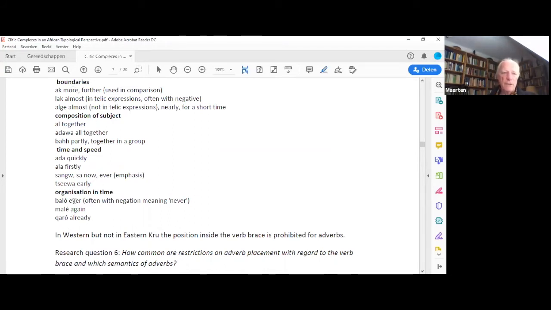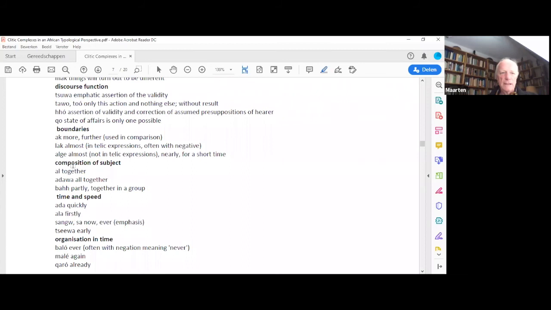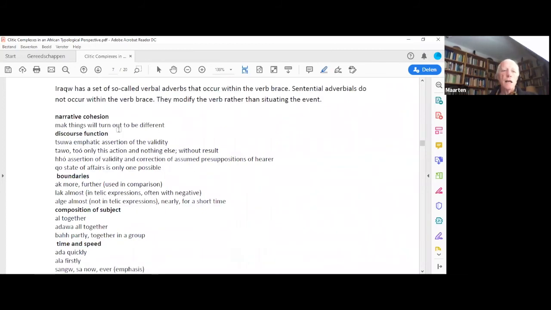These ones: ever, was there too, already there too, again. These ones: early, quickly, firstly. All of those, they were shared with the ones for Tikar, and they have to be within the verbal brace in Tikar and in Iraku. Also, in Western, but not in Eastern Kru, the position of the verb brace is prohibited for adverbs, so also the restrictions over where adverbs can be. That depends, of course, on what you call the adverb, because these are not things like tomorrow or in the garden. Those kinds of adverbials do not occur within the verbal brace.